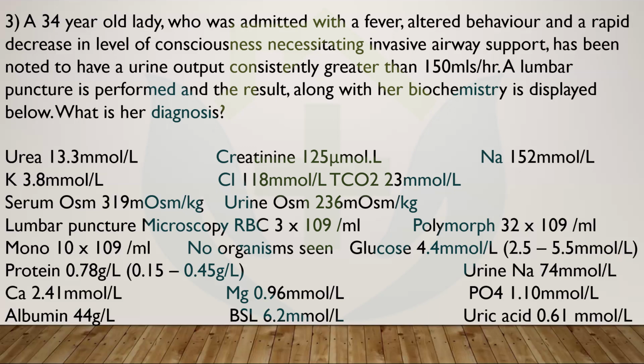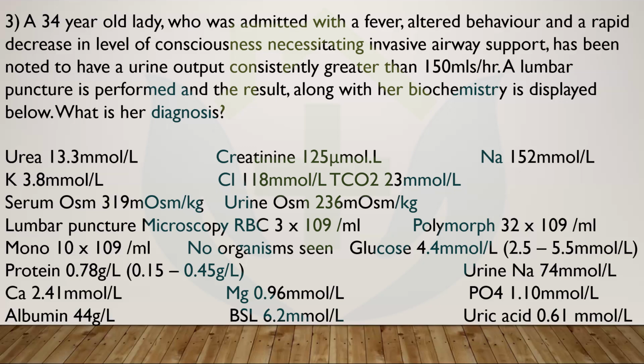Once you see a high urine output, 150 ml per hour, a few things should come to your mind from the history itself. Then you can interpret it from the results given. Urea is 13, creatinine 125, sodium is high. So hypernatremia with large urine output, something should come to your mind. Potassium is 3.8, chloride is 118, TCO2 23, osmolarity is 319. So serum osmolarity is high in hypernatremia, with urine osmolarity of 236.